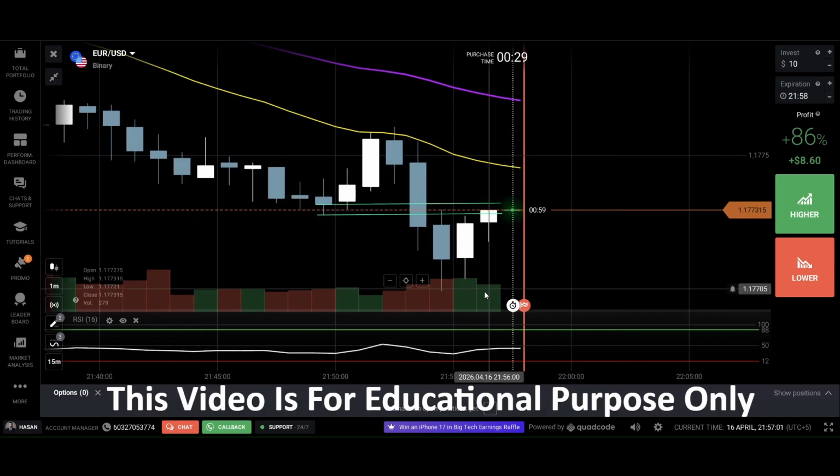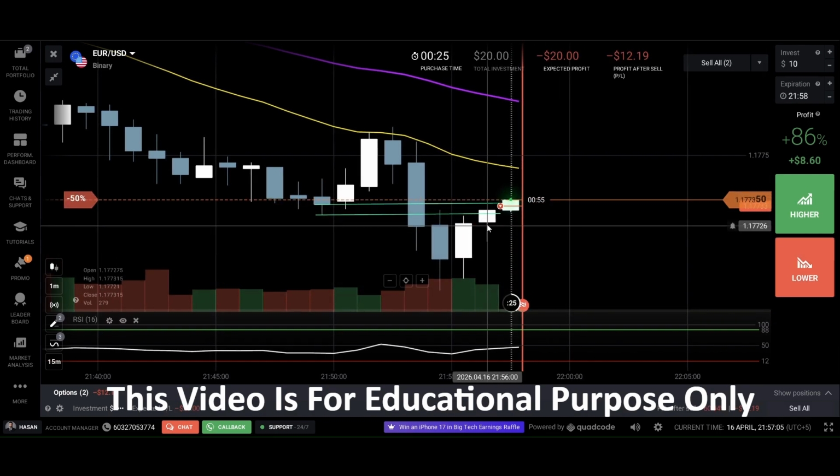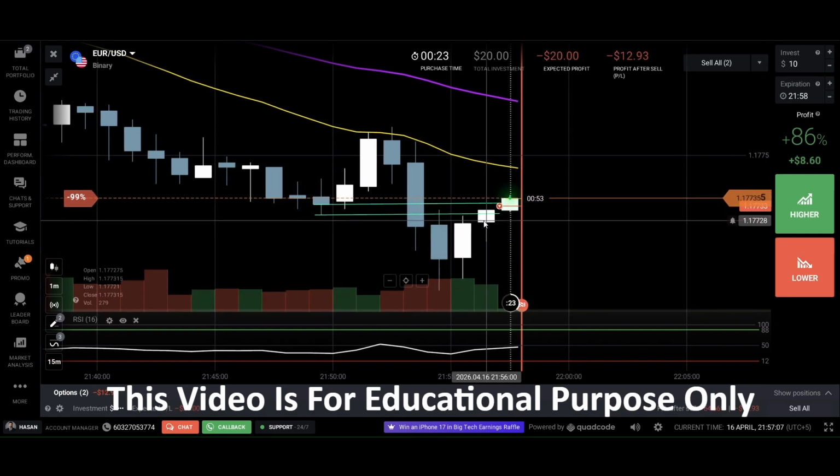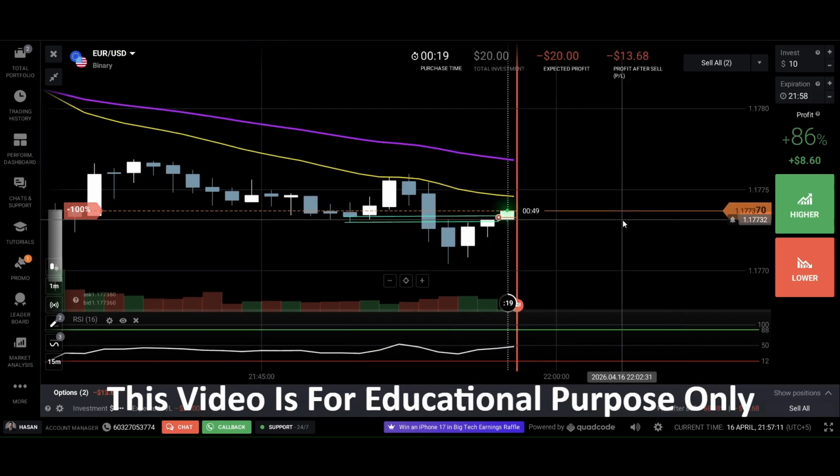The most important thing is to understand market behavior. Many times, the market tries to trap traders. Always follow your rules and proper money management to protect your capital and achieve consistent growth in the market.